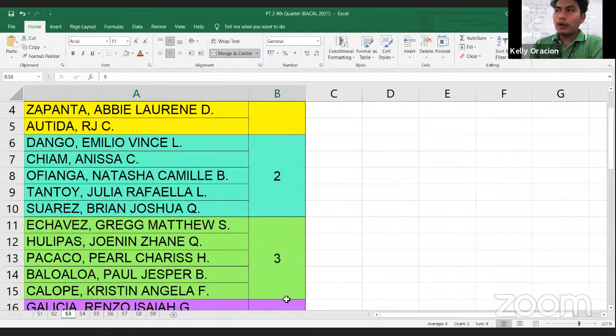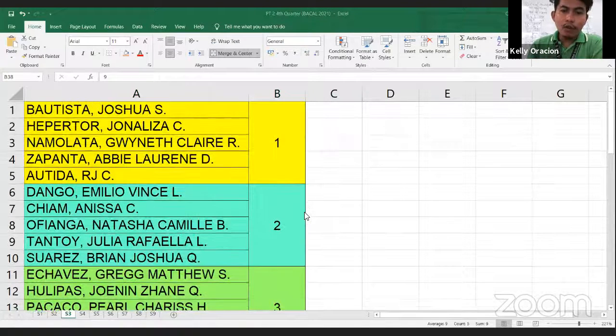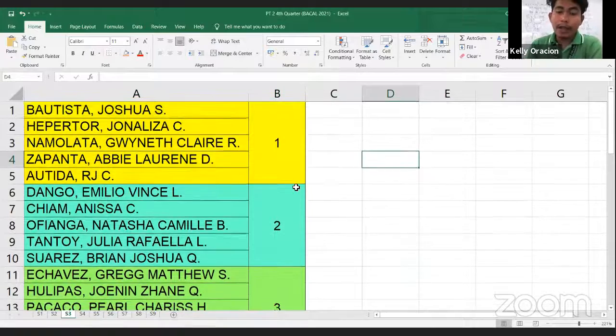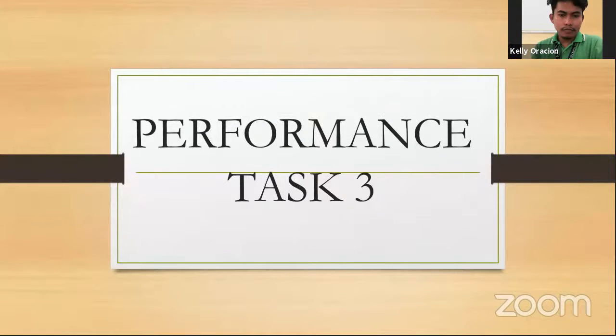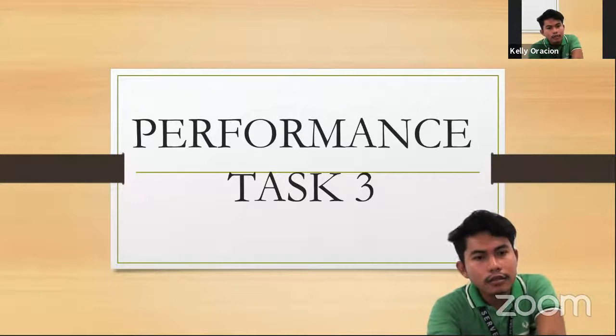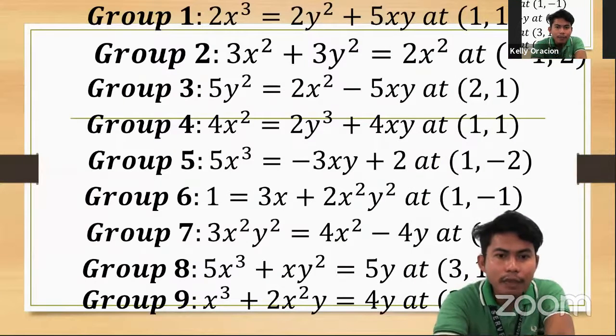Okay. So each group will be given one problem only. Again, each group will be given one problem only. Isang problem lang yung sa each group. So wait lang ha, I am going to present you the problem. Okay, this is the problem.